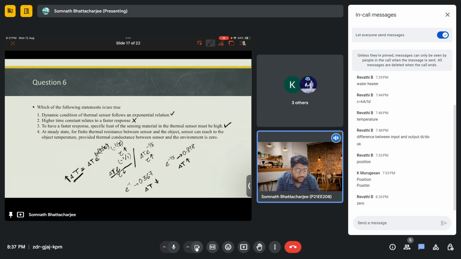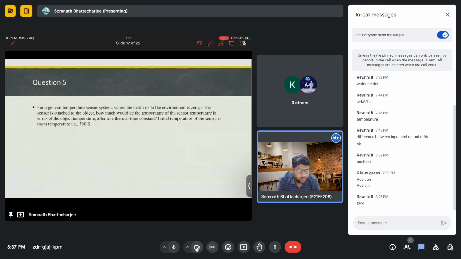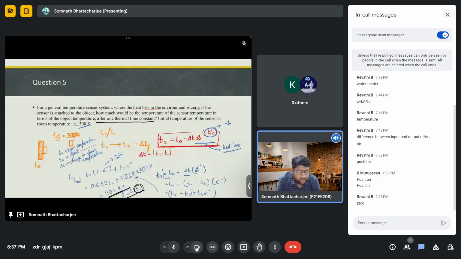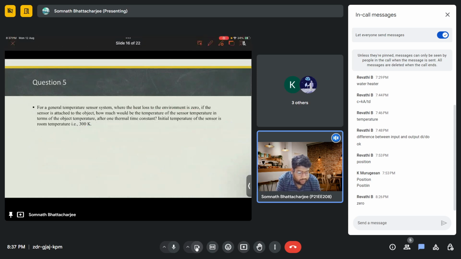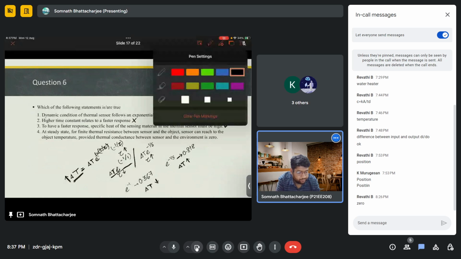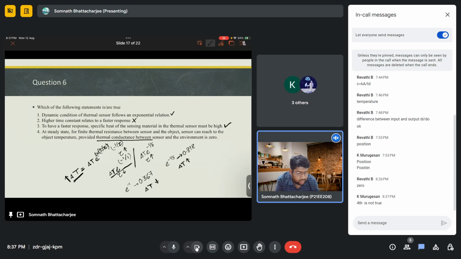In a steady state, the final thermal resistance between the sensor and the object, okay, for a finite sensor can reach the object temperature provided the thermal conductance between sensor and environment is zero. We have already studied this question. In the previous one itself, our main assumption was a heat loss of zero to the environment. In this case as well, they have given that the thermal conductance between the sensor and the environment is zero. Already they have given that it is a zero conductance state.